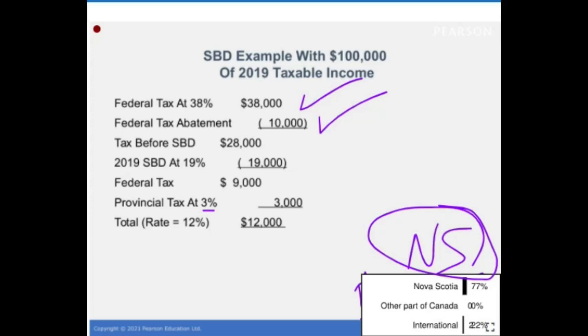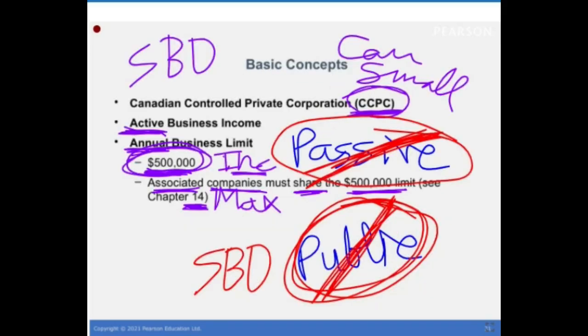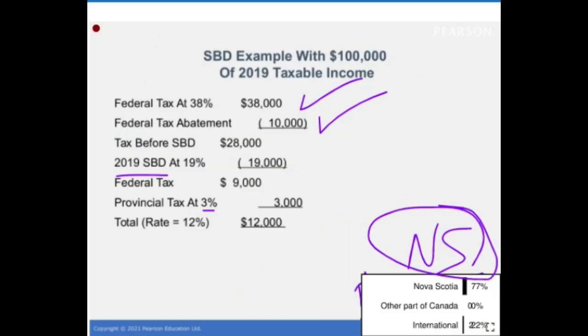This company, we're going to assume, does qualify for the small business deduction. So we have these items: we're talking about a CCPC with active business income, they have limit available to them, all that good stuff. There is more to it, but we'll keep going. They get to reduce by a further 19%. 19 times 100,000 is 19,000.